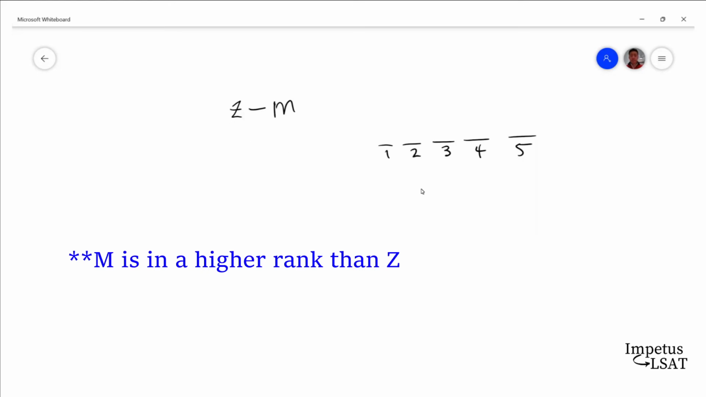Well, let's think about that in terms of the game board, right? So slot 1 would be rank 1, but first place is actually a higher ranking than second place. Second place is actually a higher ranking than third place. So if we were to say M is a higher rank than Z, it would actually look like this. This would actually be the correct diagram. Okay, so that's why understanding the situation that is provided to you within the game is also important to comprehend.